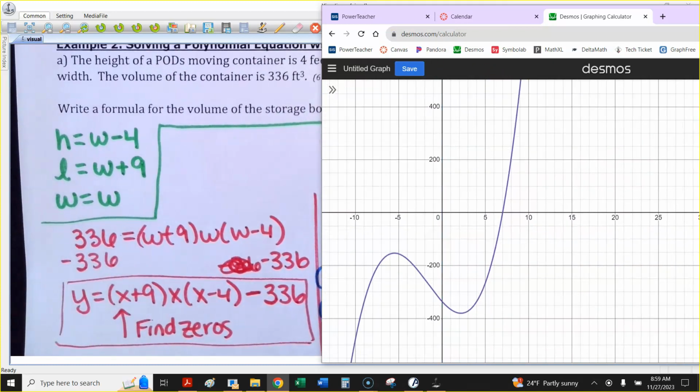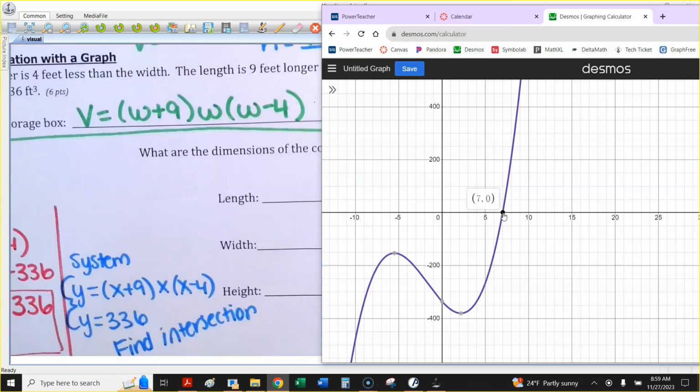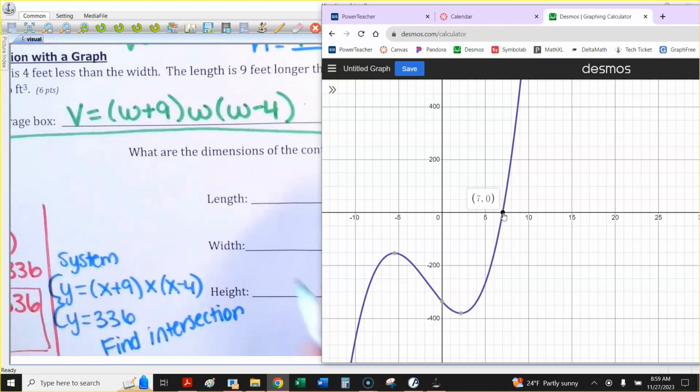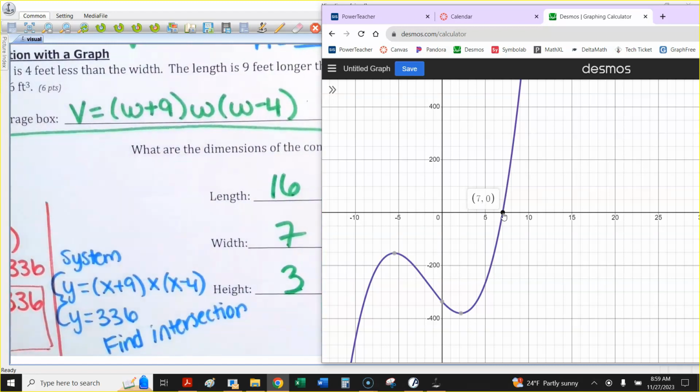Okay, now, if I do it this way, you're going to find the zeros, and there's only one, and it's right at 7. And in that formula, x represented our width. So just as I'm doing this, I'm going to record this real quick. So my width would be 7. And then I can figure out the other two: add 9 to it, the length would be 16, subtract 4, the height would be 3. All of these are in feet for this question.